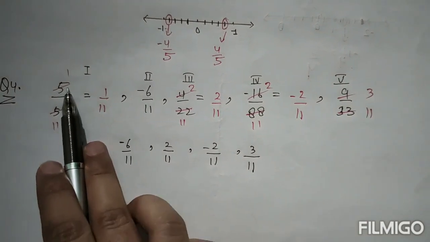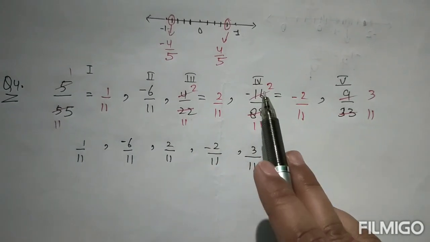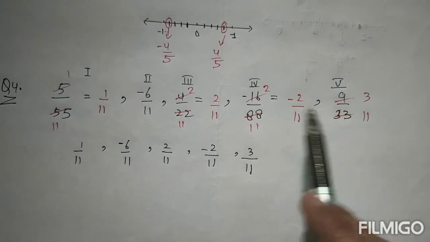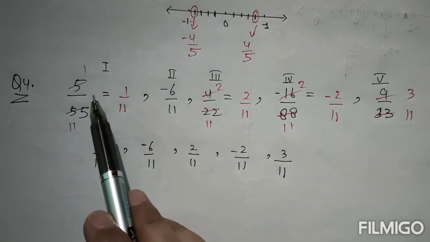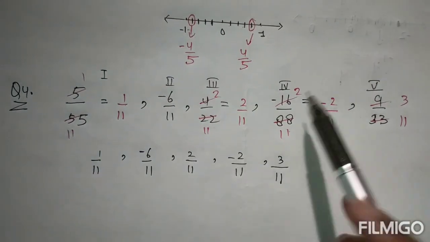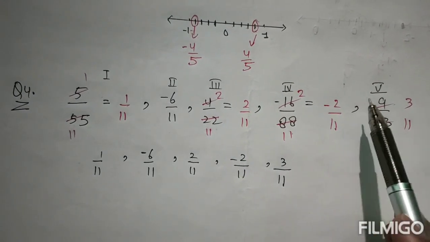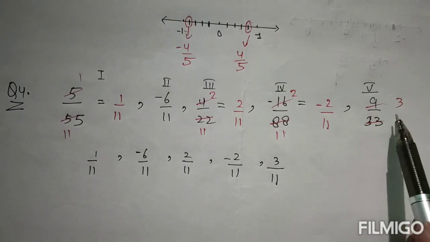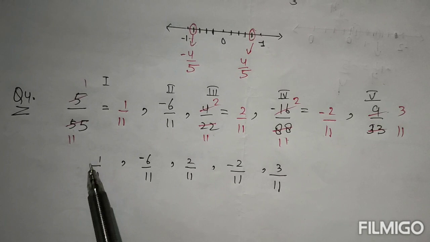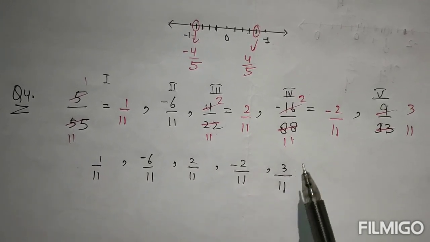So check, this is the first number, 5 by 55, second minus 6 by 11, third 4 by 22, fourth minus 16 by 88, and fifth 9 by 33. When I solve this, it will cancel out, and its standard form will be 1 by 11, minus 6 by 11. Again you have to solve it, and you will get 2 by 11. Similarly minus 2 by 11, and here 3 by 11. So basically when I solve it, I got these numbers: 1 by 11, minus 6 by 11, 2 by 11, minus 2 by 11, 3 by 11.